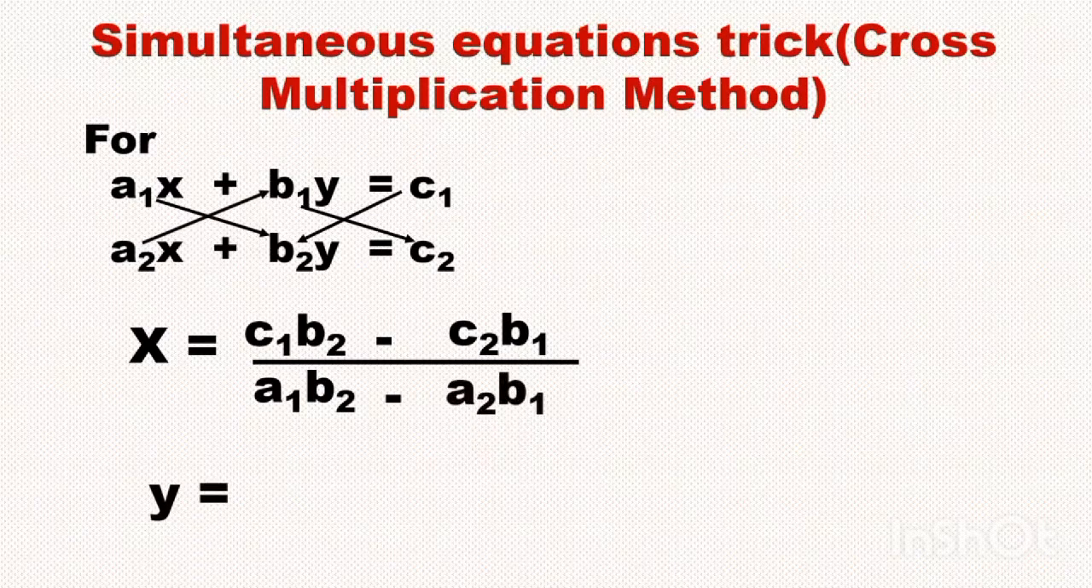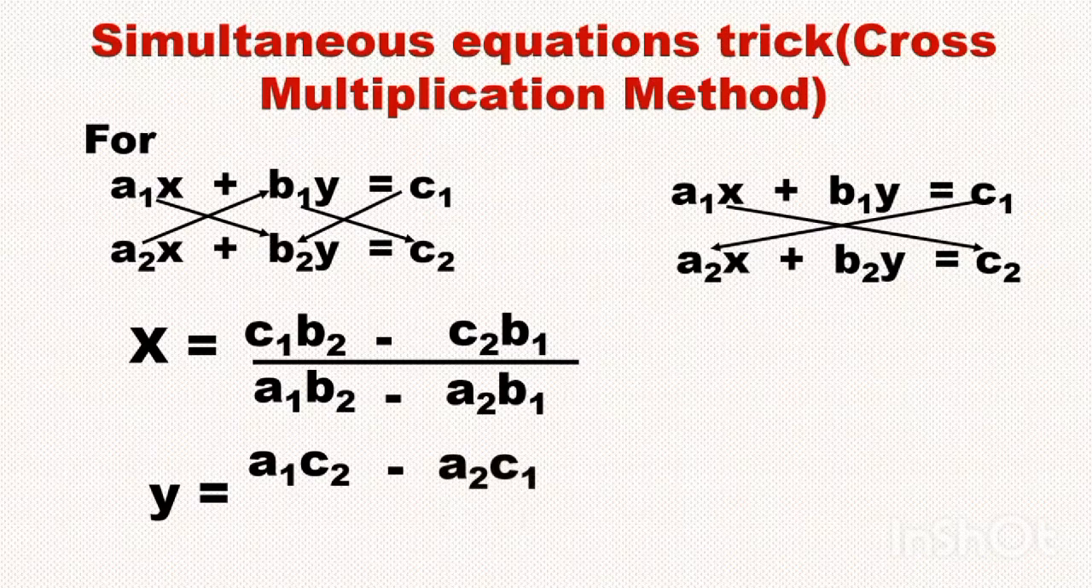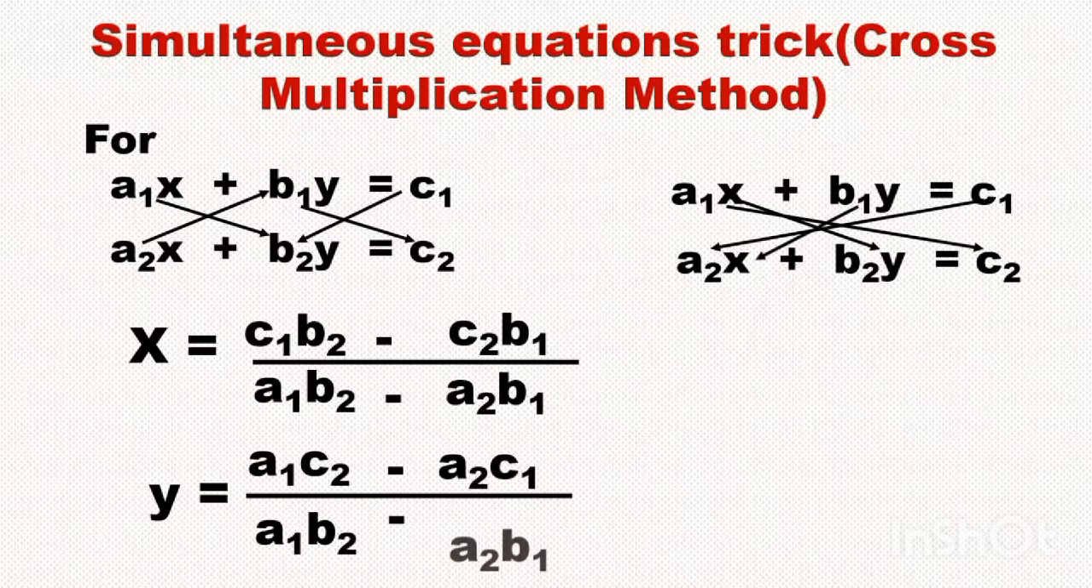Now how do we get the value of y? To get the value of y, we multiply a1 by c2, minus we multiply a2 by c1, then over, multiply a1 by b2, then minus we multiply a2 by b1.